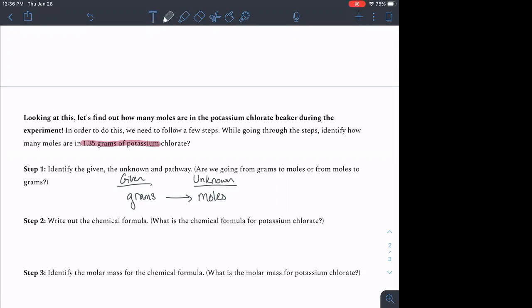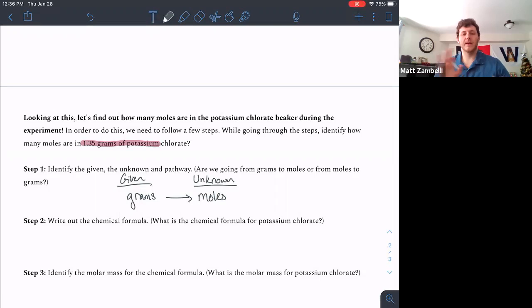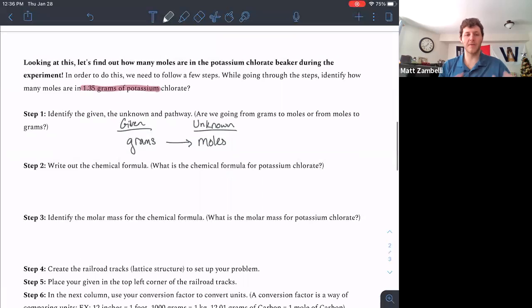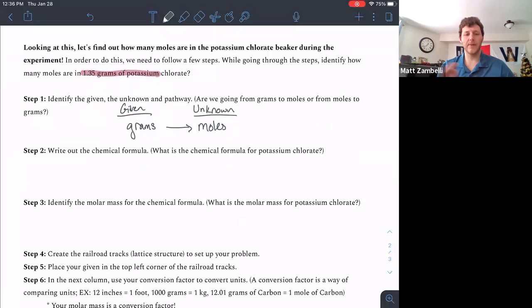So that's just going to be our overall pathway, and that's going to be a lot more important when we get to the next unit, way in the future, called stoichiometry. This is going to be more important. But for now, we just need to go from grams to moles. We just want to find out how many moles we have. So before we can do anything else, we do need to write out that formula for potassium chlorate. So take a minute, do that on your own.